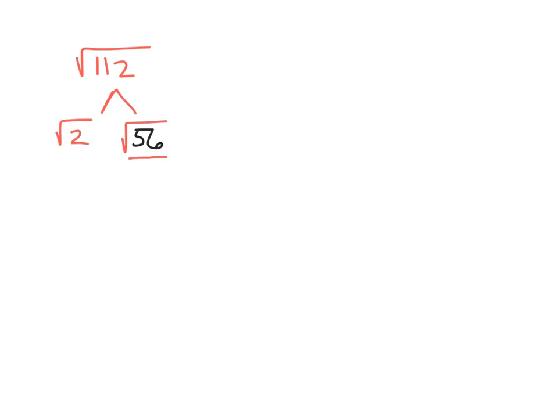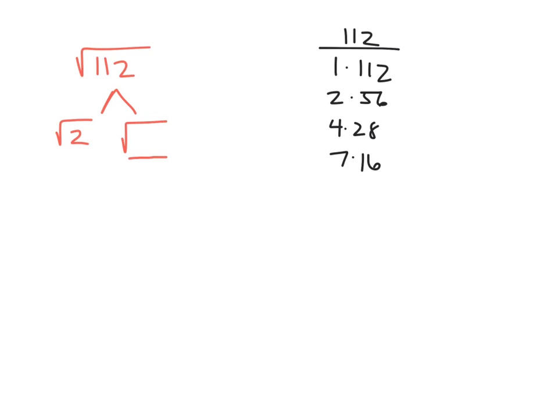Don't just go with what's easy, but follow the instructions: it has to be a perfect square, the biggest one if you can. Sometimes it's easier if you can just list out all the numbers. So let's go ahead and just list all the factors of 112, shall we? We get 1 times 112, 2 times 56, 4 times 28. What else? 7 times 16, 8 times 14, and I think that's it.